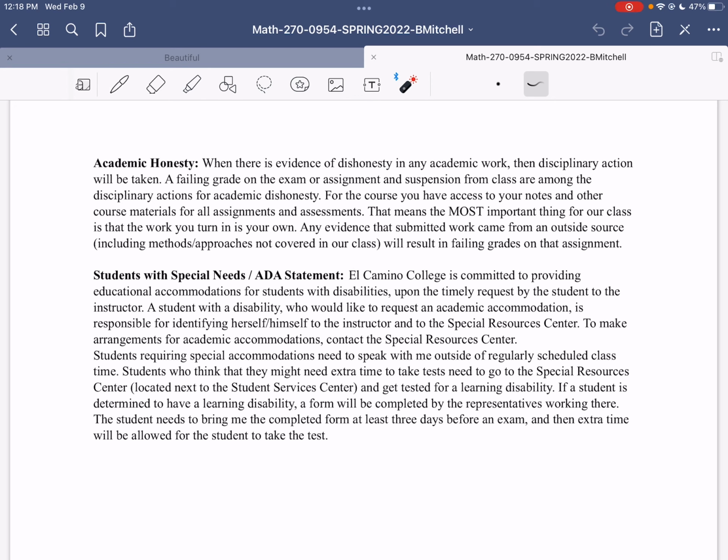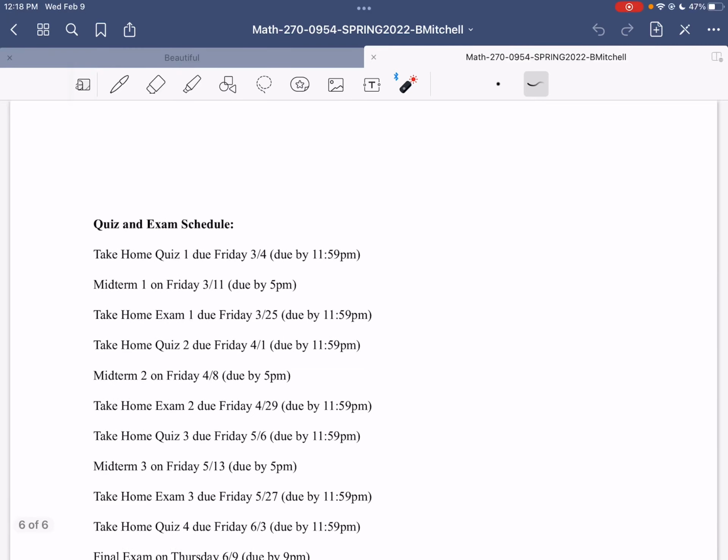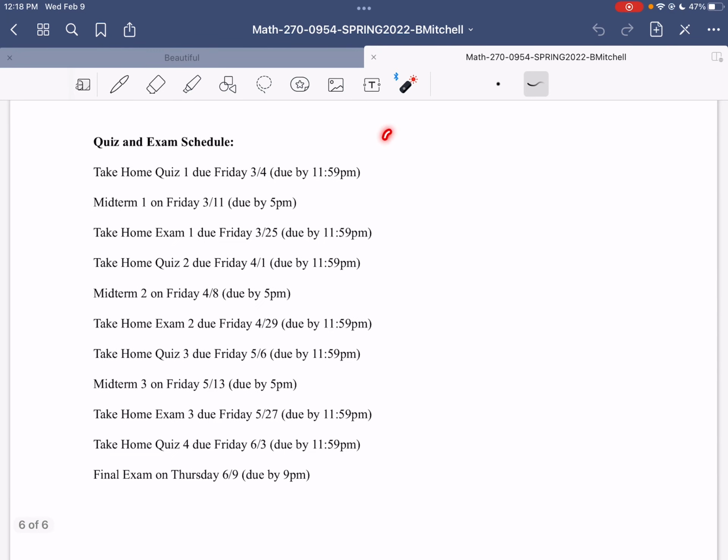So with those things mentioned, we've got our very last page of our syllabus. This is just a quick summary, again, of all the important dates. When are all the quizzes due? When are all the midterms occurring? When are all the take-home exams due? When is the final exam? So everything is listed there. This exact same schedule is also posted on the front page of our Canvas site, so you can always reference this very easily. As these dates come up, you'll also see them listed and reminded to you via those weekly schedules.